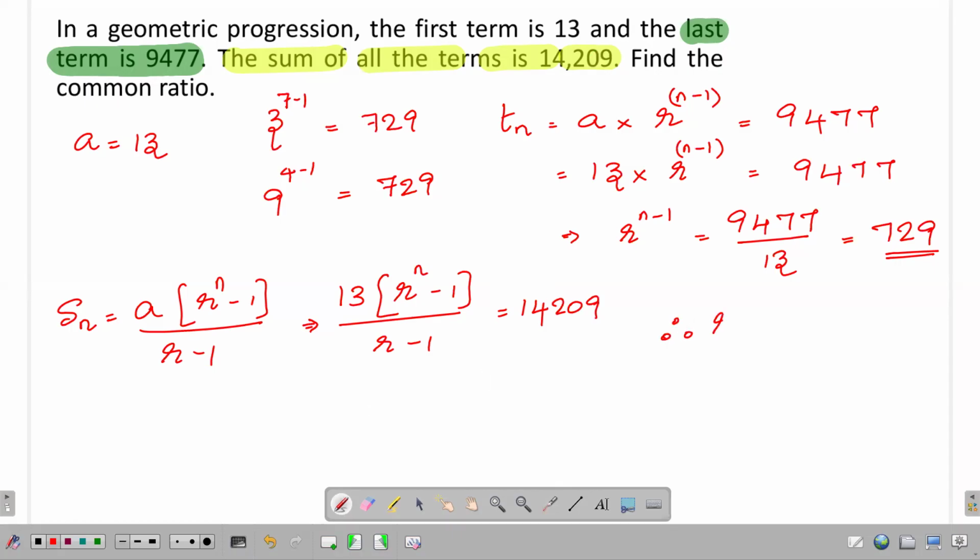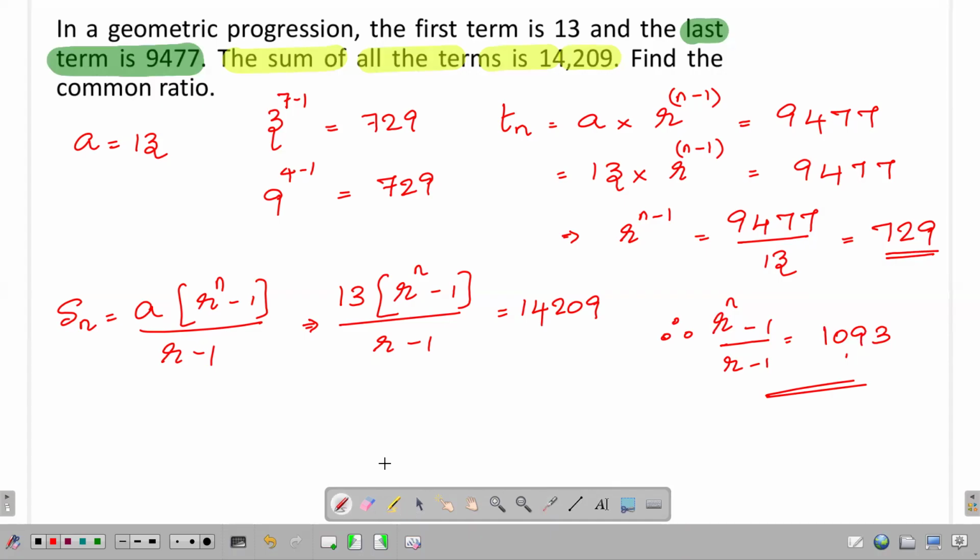Therefore, r power n minus 1 by r minus 1 is nothing but 14209 by 13. When I do 14209 by 13, I will get the result as 1093. Okay, so I got another lead here. So I have to select the appropriate value for that r and that n in such a way that it will satisfy this one also.